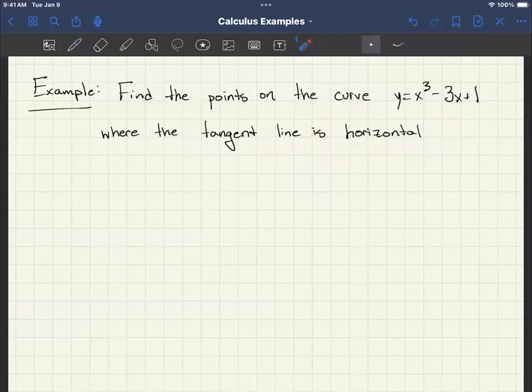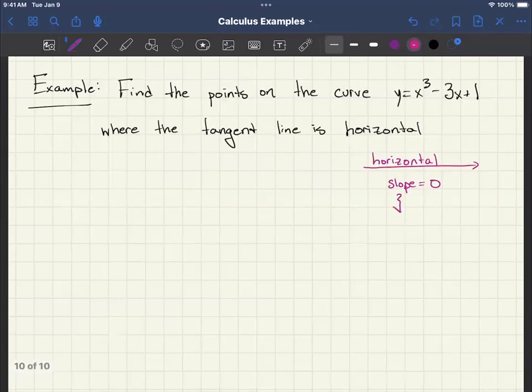Okay, so let's start off with remembering horizontal is the way we sleep. So horizontal looks like this. And what that tells us is that the slope of our function has to be 0. And remember, slope is a fancy word for derivative. So this tells us that for the function we're working with, we want our derivative to be equal to 0.